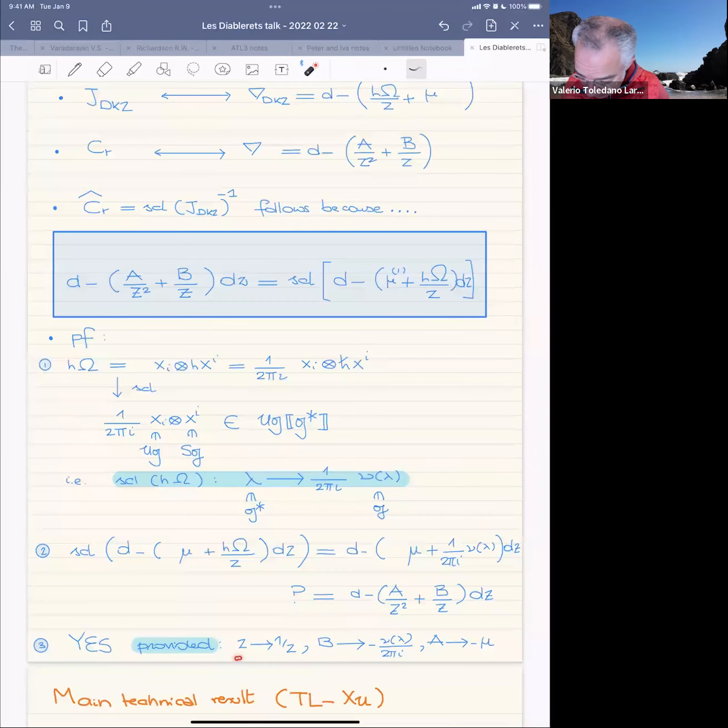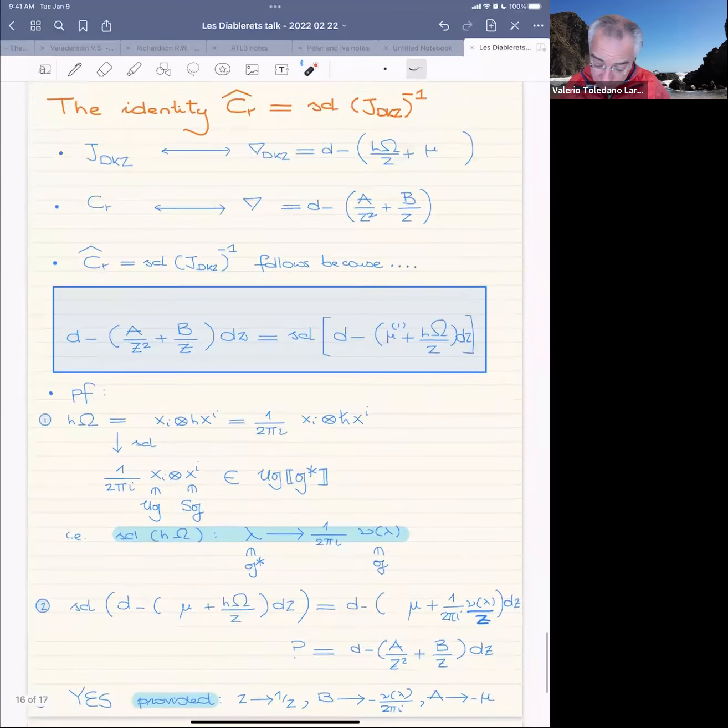So you want to send z to 1 over z, because this has an irregular singularity at, I think I'm missing a coefficient here. This here should be here, right? So this is an irregular singularity at infinity, and this is an irregular singularity at 0. So you want to do this small change of variable, and then you want to identify A with minus mu, and then B with minus mu lambda, 1 over 2 pi i. But once you do that, one is exactly the semi-classical limit of the other.